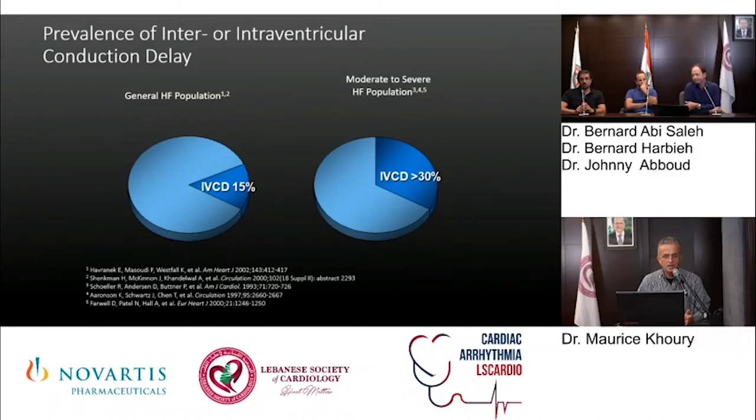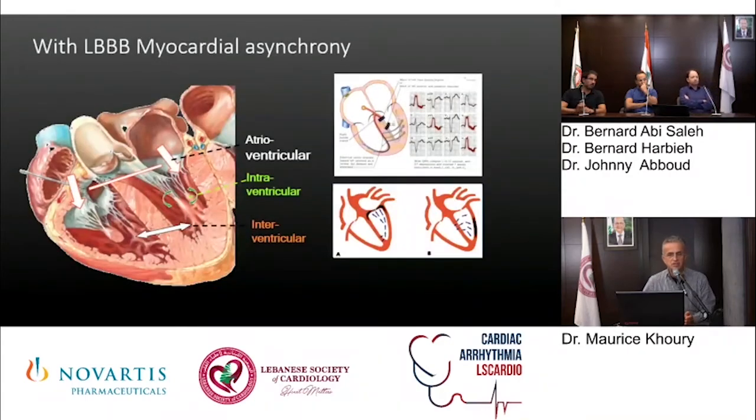What is the problem in the heart failure population who have a bundle branch block, especially the left bundle branch block? You remember very well from the basics of electrocardiography that septal depolarization starts from left to right, except in the left bundle, where it's reversed, from right to left. And you are seeing that the patient with left bundle branch block has a lot of asynchrony. One, atrioventricular; two, intraventricular, within the ventricle itself; and interventricular, between the two ventricles, the right and the left. There is a lot of dyssynchrony between the two.